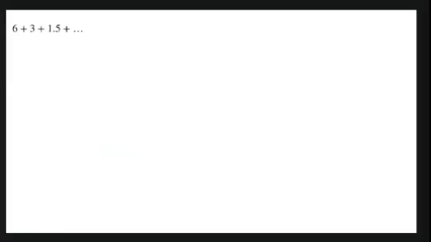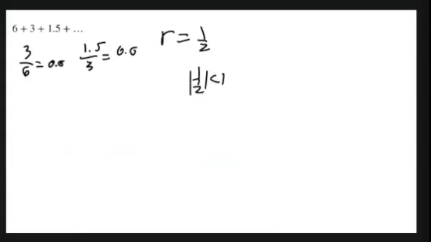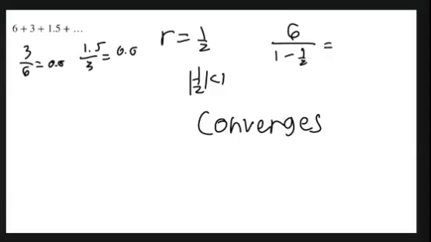Okay, this is also geometric. The first term is 6, and now let's find the common ratio. Take 3 divided by 6, which is 1/2, or you can take 1.5 and divide that by 3, you get 1/2 as well. So r equals 1/2. And since 1/2 is less than 1, the series converges. And for a convergent geometric series, we're able to find the sum using the formula S equals a over 1 minus r. So let's plug in these values. So we get 6 over 1 minus 1/2. And once we simplify all this, we get the sum as 12.